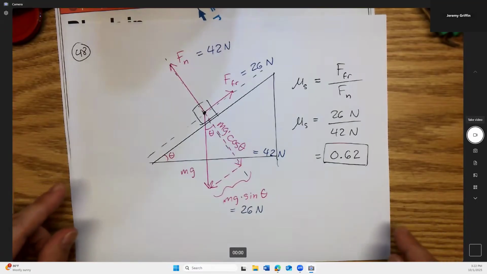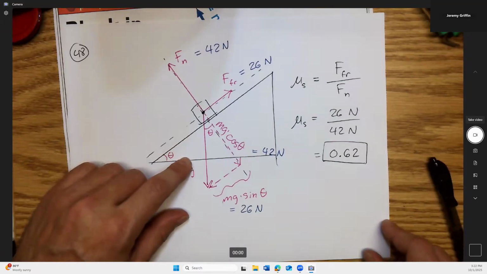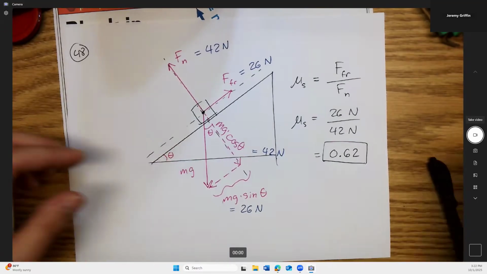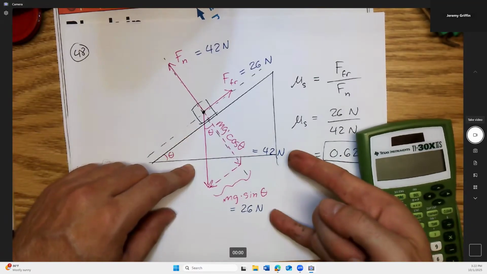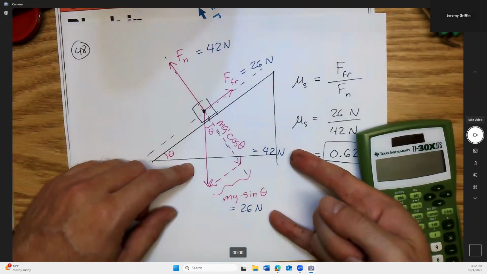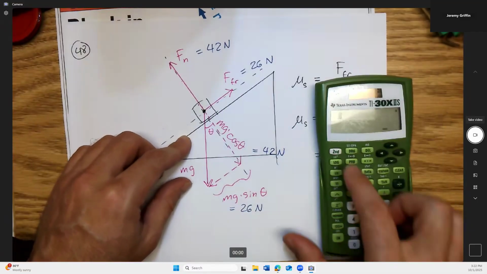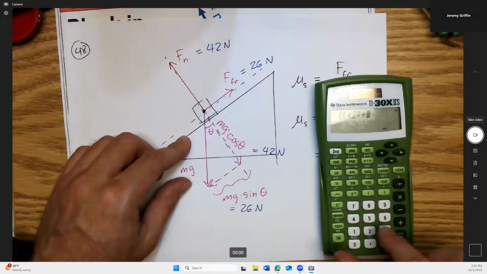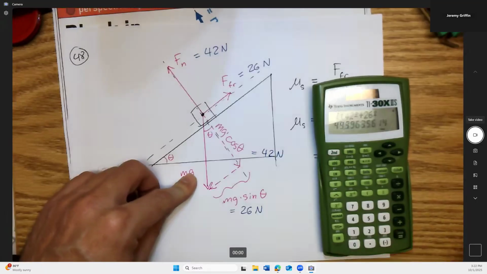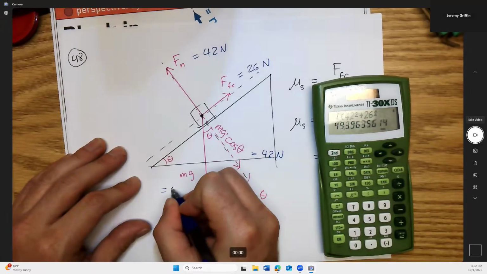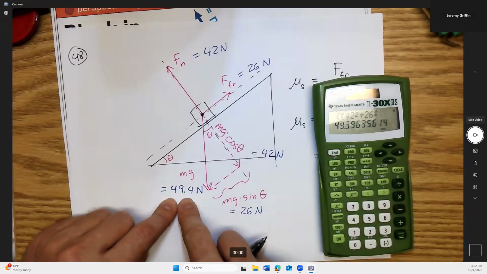What else I'm kind of curious to know that we can figure out is what is the weight of the block and then what's the mass of the block? And also, what's this angle? We can figure out all those things. So, guys, how do you figure out the weight of the block? Pythagorean theorem. Look at that. Is that a nice right triangle right there? Got the two legs. So let's do the square root of 42 squared plus 26 squared. That should tell me this would be the hypotenuse, wouldn't it? That comes out to 49.4 newtons.